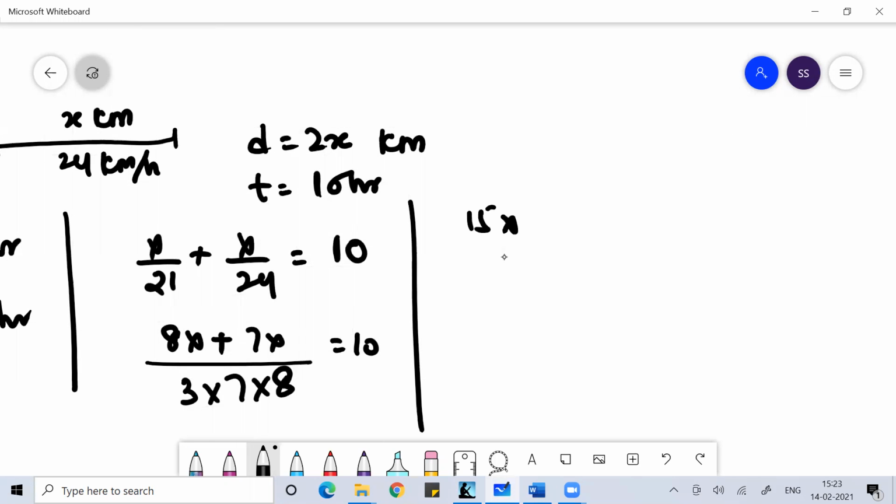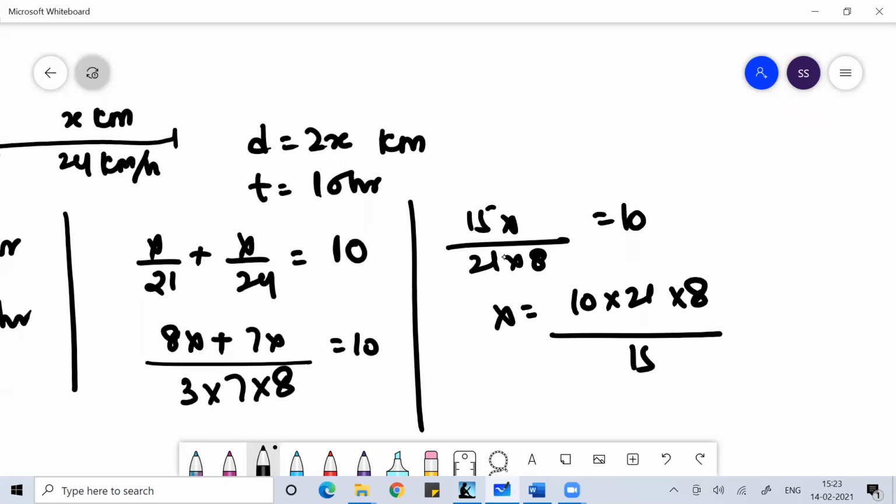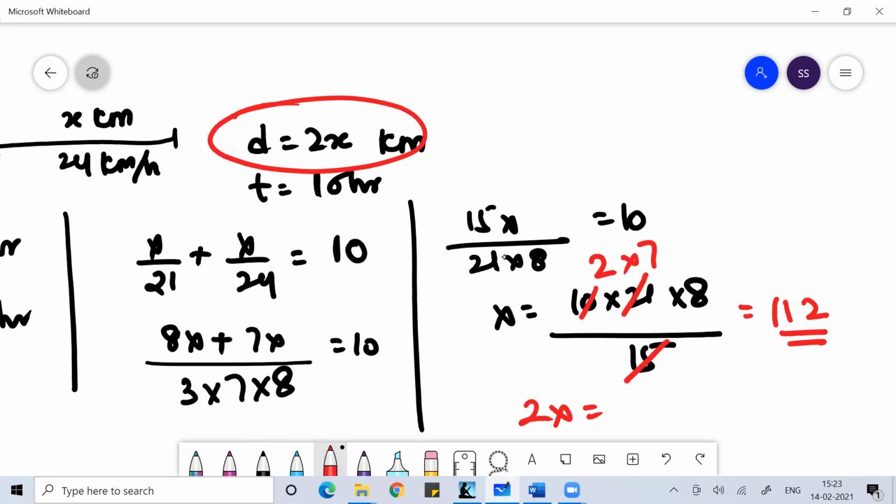I can write 15x by 21 into 8 is equal to 10. So the value of x is 10 into 21 into 8 by 15. I can solve this: 56 into 2 is 112. So x is 112. Now you have to find 2x because the total journey is 2x. That will be 224 kilometers.